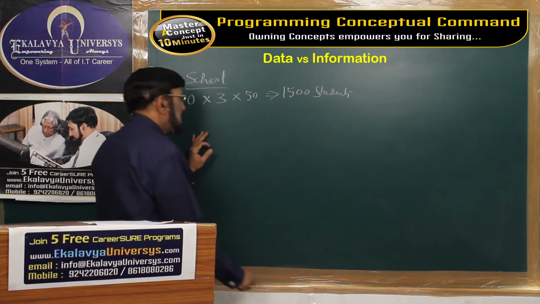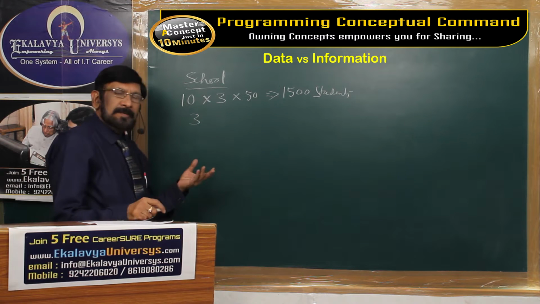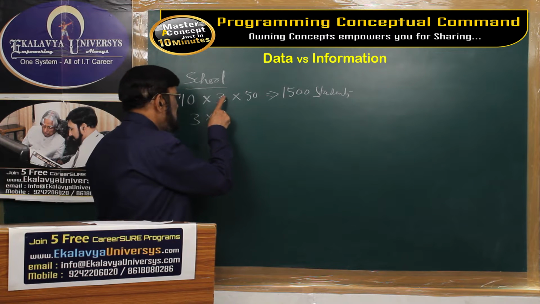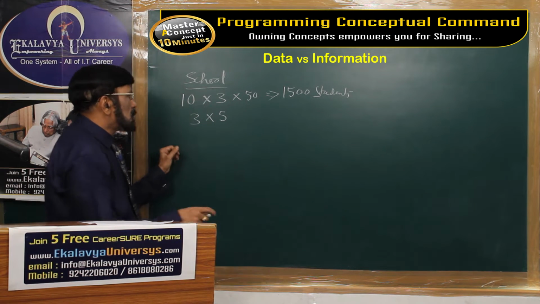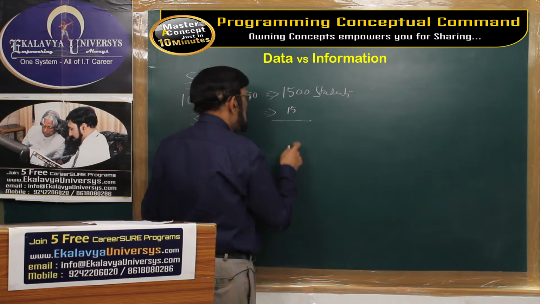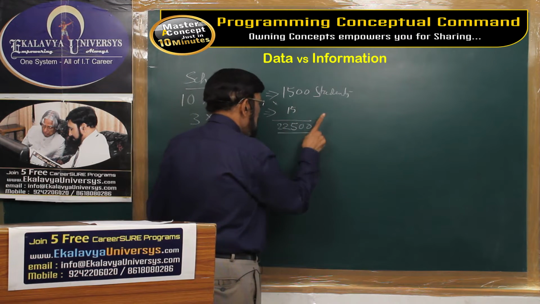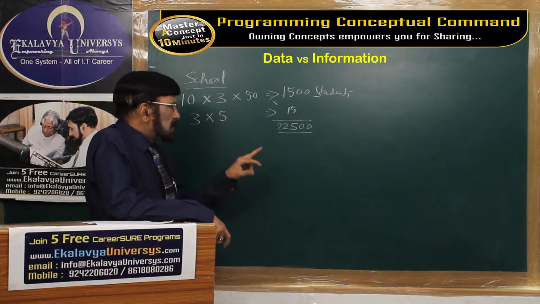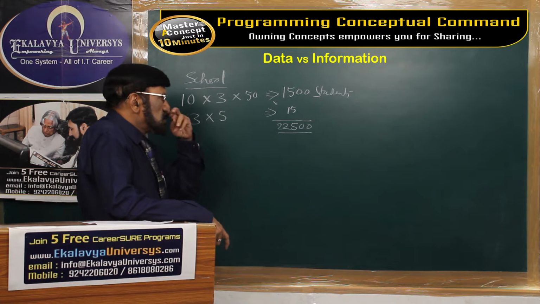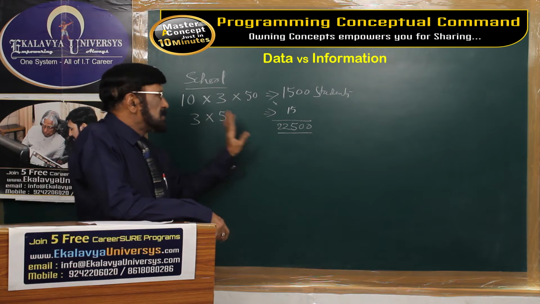And every year there are 3 terms, that is quarterly, half yearly and annually. Each term 5 papers are there, 5 exams. Totally there are 15 papers for each student. So if you multiply this, 22,500 papers are there. Total students have written 22,500 papers or exams. In all of them, a certain percentage of marks are there. This is the data.